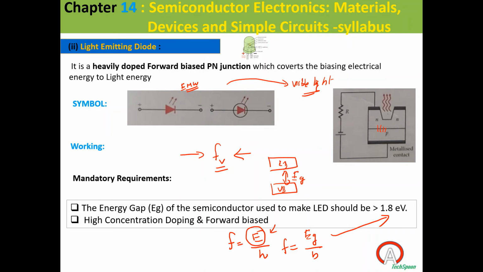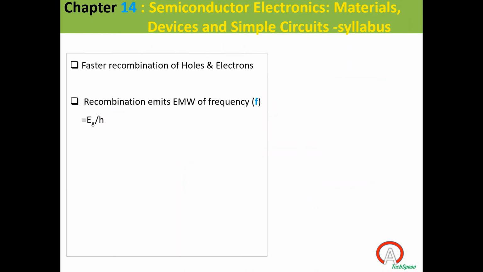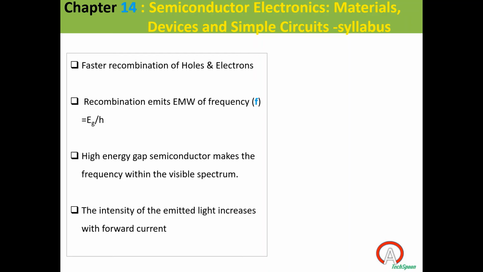So these are the two mandatory requirements. Why are they required? We also want to understand that. That is very, very important. Now you got what the mandate is. What is a light emitting diode? You understood the mandatory requirements: an energy gap of 1.8 electron volt, high concentration doping and forward bias. Why? You got the answer. Now it is very simple. What I explained is the same thing written here.